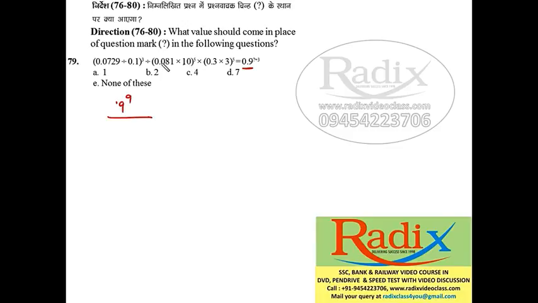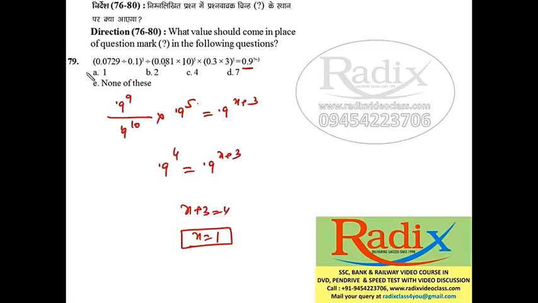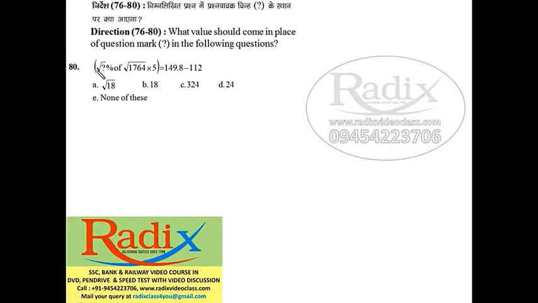So this is 0.9 to the power 3 and whole power 3, it would be 9 divided by 10 into 0.0, so it would be 0.81, and 0.81 is 0.9 to the power 2, this is 0.9 to the power 10. This is 0.9 to the power 5 equal to 0.9 to the power x plus 3. So this is 0.9 to the power 14 minus 10, which is 0.9 to the power 4, or 0.9 to the power x plus 3. So x plus 3 is equal to 4, x would be 1. Answer is option A. Okay, next question.